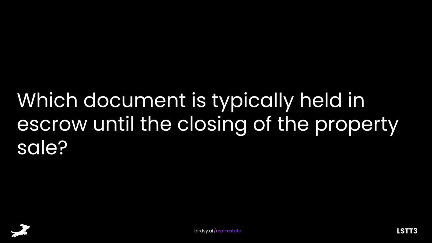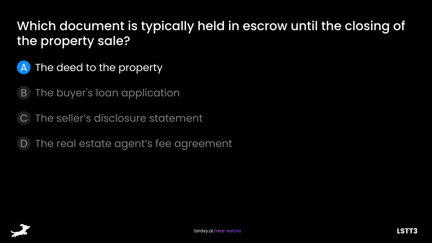Which document is typically held in escrow until the closing of the property sale? Is it A, the deed to the property, B, the buyer's loan application, C, the seller's disclosure statement, or D, the real estate agent's fee agreement? The answer is A, the deed to the property.